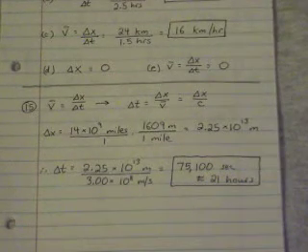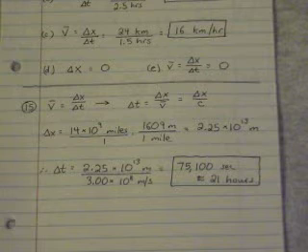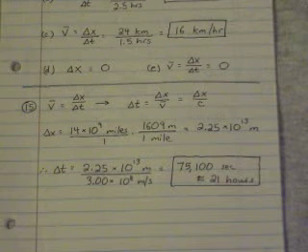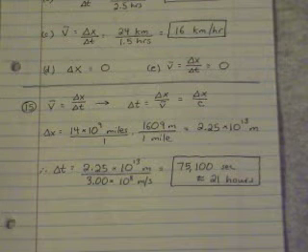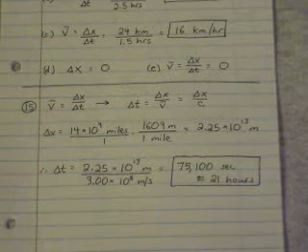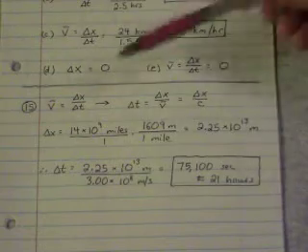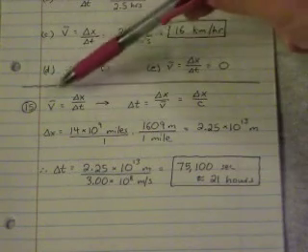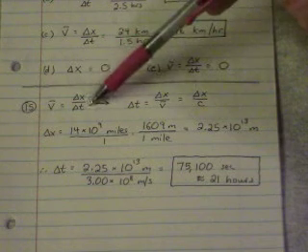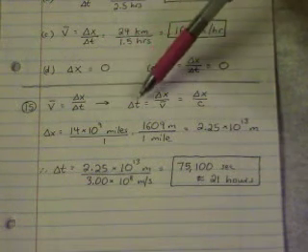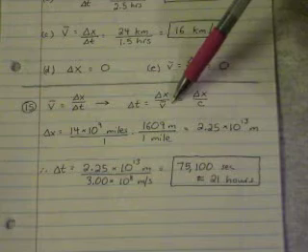For question 15, the Voyager 1 spacecraft is 14 billion miles away. How long will it take the radio signals to reach Earth from this distance? Okay, so velocity of the radio signals is displacement over time. Solve for time, we get time is displacement over velocity.